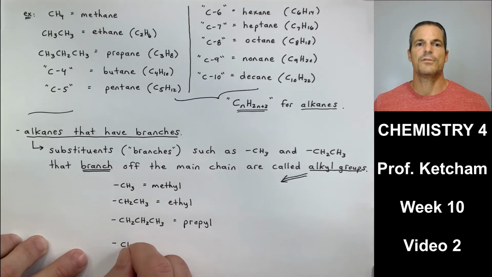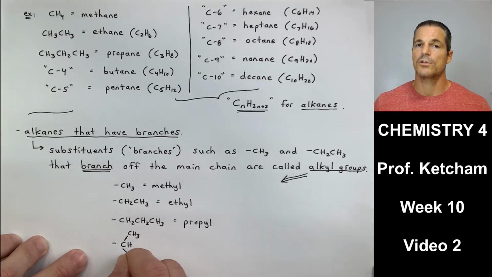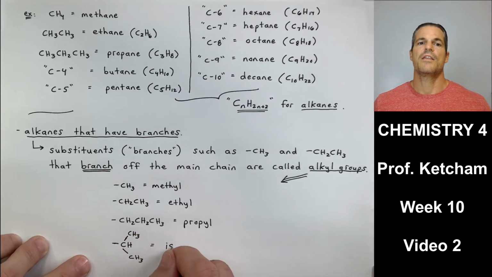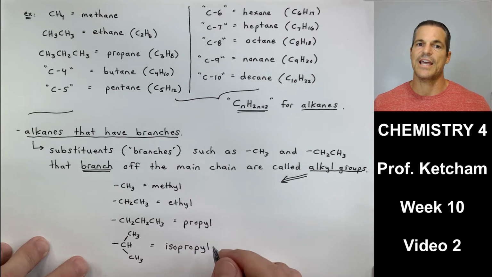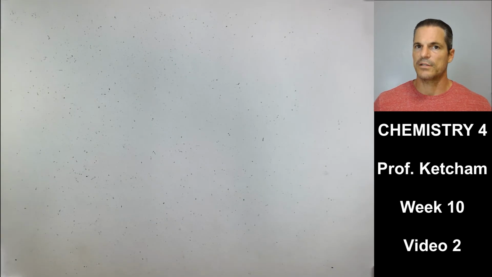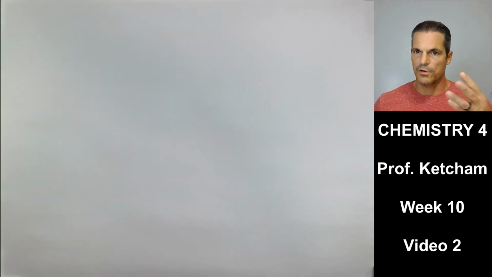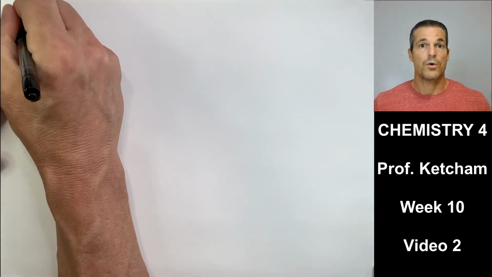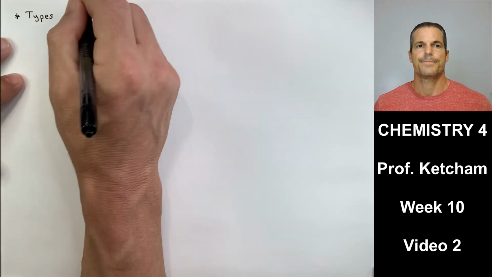A CH2CH2CH3 group is called a propyl group. And then we have a special propyl group where the attachment's at the middle carbon. That's called isopropyl group. So you want to know those four. Those are the four branches we need to know for this class.